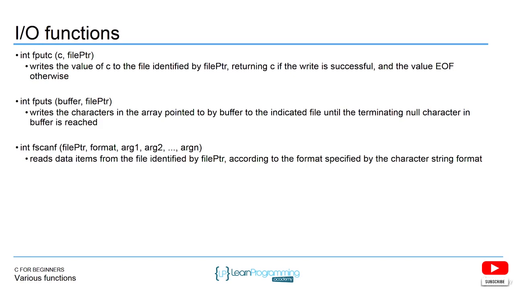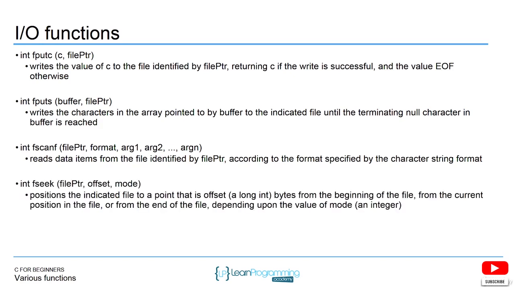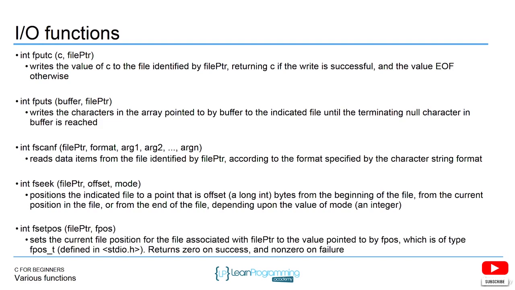But this is nice. You want to read in data separated by space. You can use fscanf and you can specify the type. So read it directly into ints, doubles, specific data types. fseek is going to move the position of where you're pointing to in a file. So you don't have to start at the beginning or the end of a file. You can go directly to the middle of the file. Once you fseek to that position, your next read or write will use that position to write to or read from. fsetpos is similar to fseek. It sets the current file position in the file associated with the file pointer to the value pointed to by fpos.